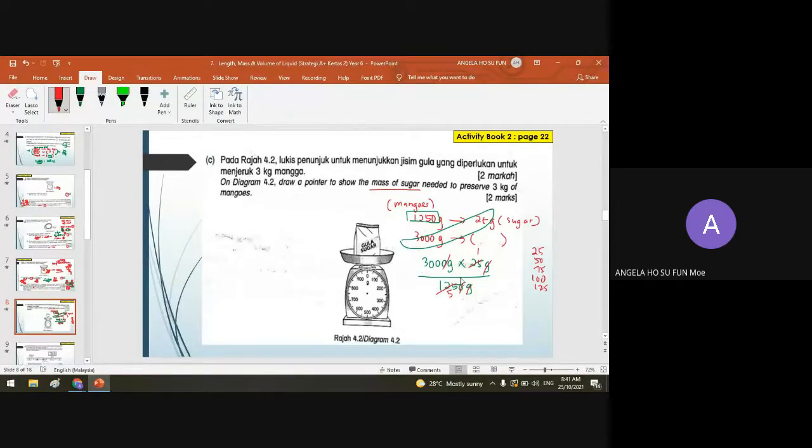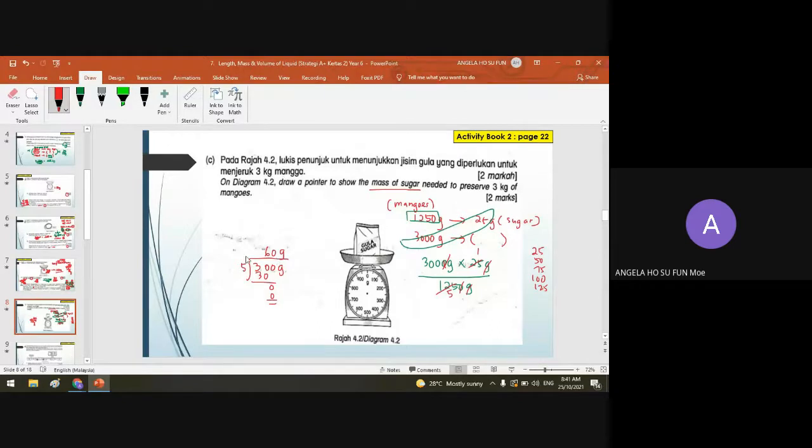After you do the cancellation, left this 300. No more this 0, this 0 no more. 300 times 1 is 300. Then this 300, use the 300 here, divide by 5. 300 gram divide by 5. 5 times 6 is 30. 5 times 0 is 0. So you need 60 gram.